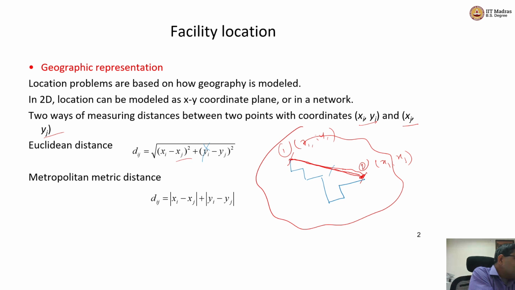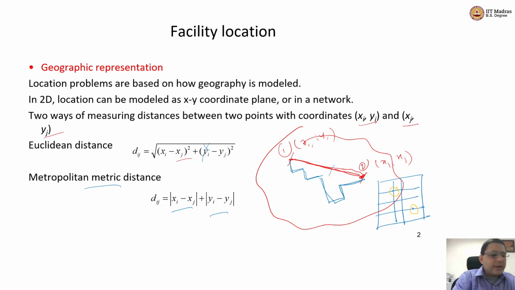So then the distance is only measured in terms of the roads, right? And that distance measure is called metropolitan distance measure, which is essentially the difference between x coordinates and the y coordinates. It assumes that the road network in a city is a grid of horizontal and vertical lines. So let us say that I am talking about these 2 points. This is my point number 1, this is my point number 2.